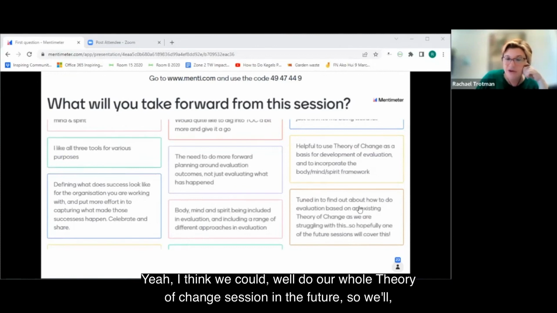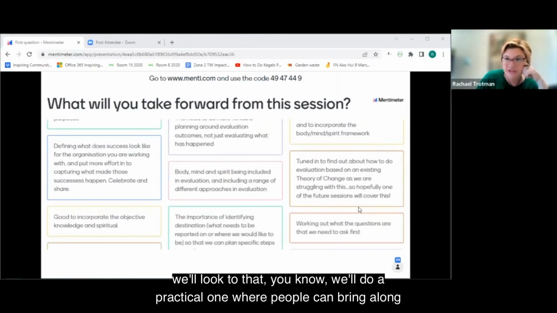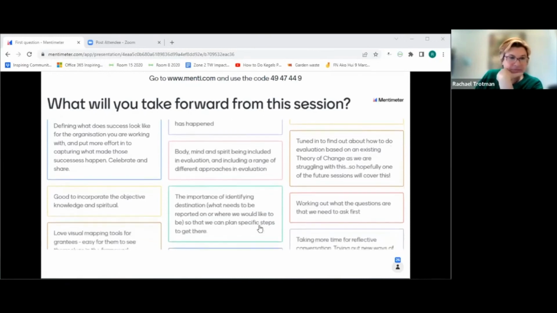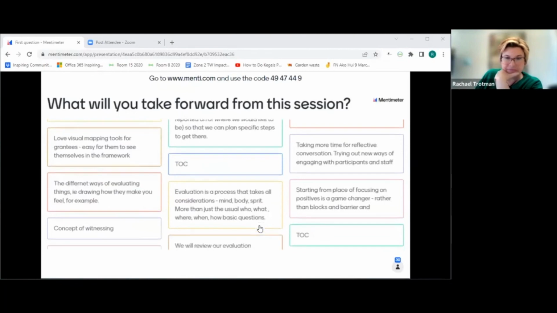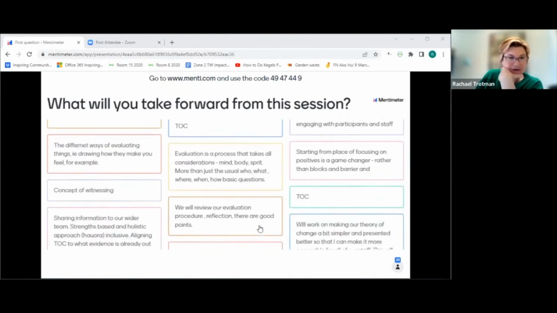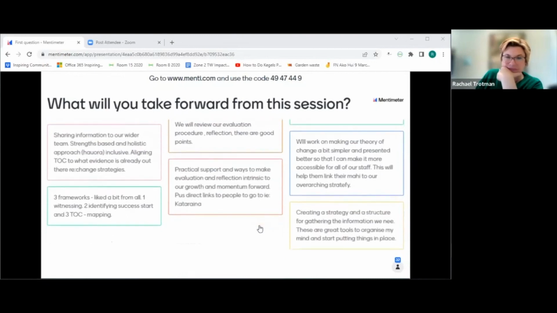I think we could well do a whole theory of change session in the future. So we'll look to that. We could do a practical one where people can bring along something and actually work one out together. There are lots of common themes around bringing together mind, body, spirit. Awesome.